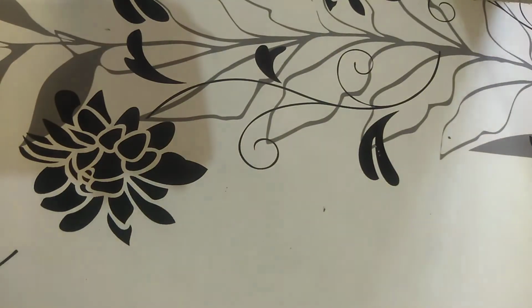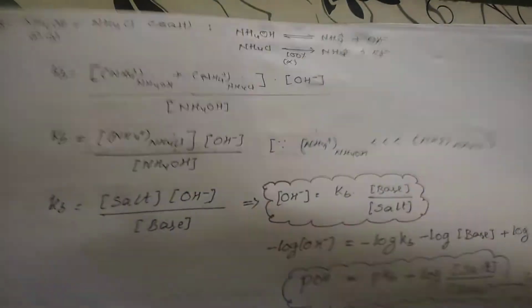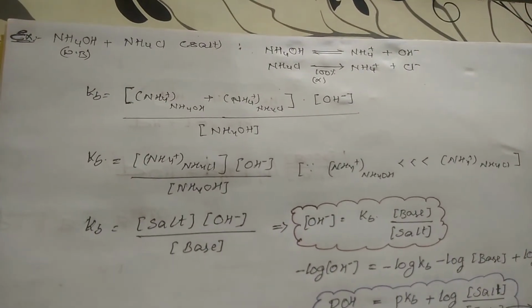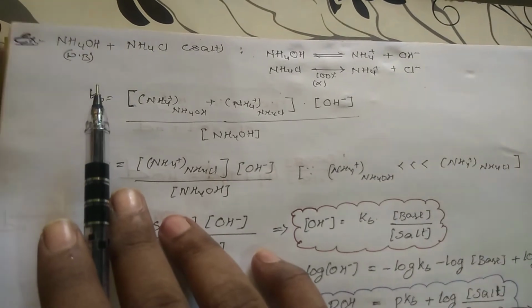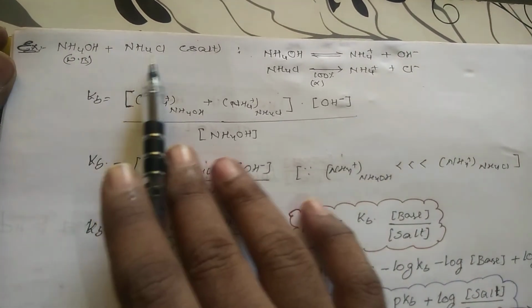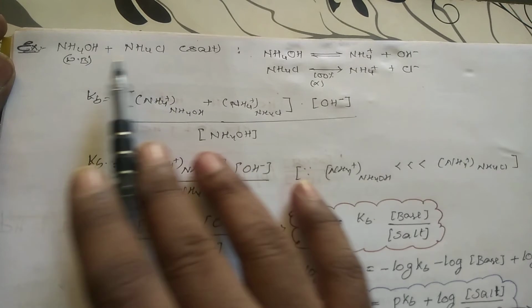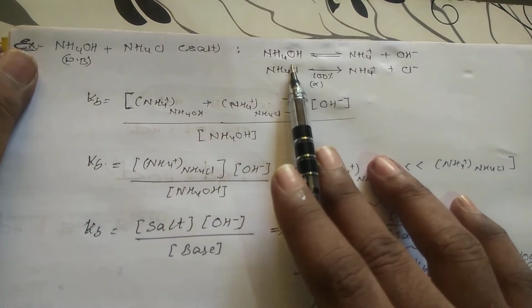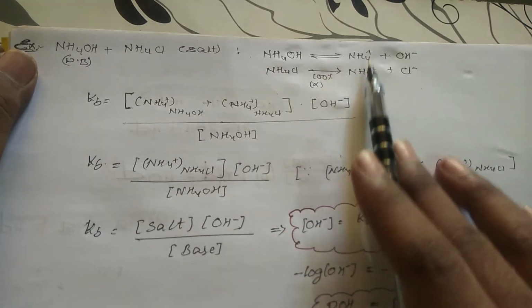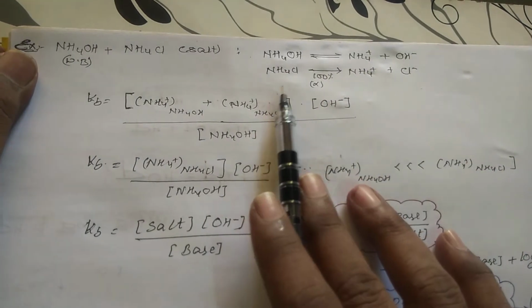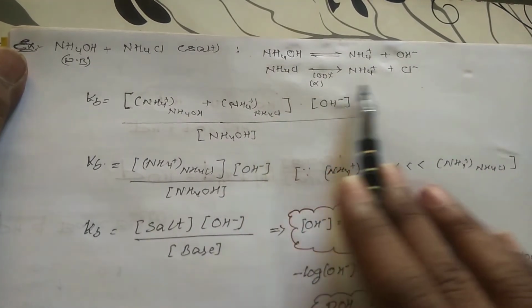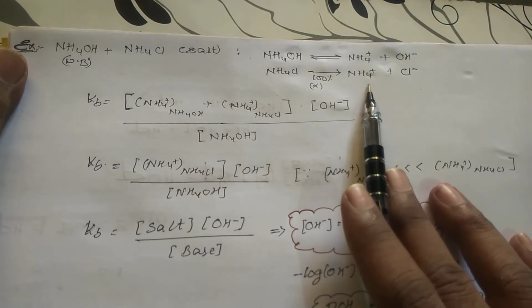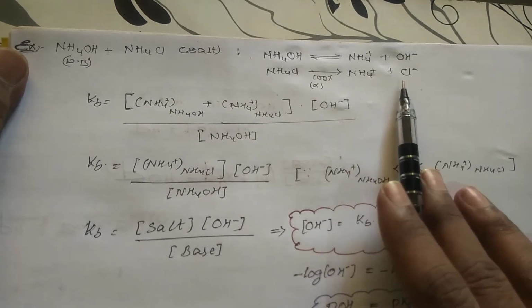So if you want to know how the formula has been derived, take this into consideration. Take the base and salt, NH4OH plus NH4Cl. These are the two things. How do they get dissociated? NH4OH is in equilibrium with NH4+ plus OH-. And NH4Cl completely dissociates because it is the stronger one, into NH4+ plus Cl-.